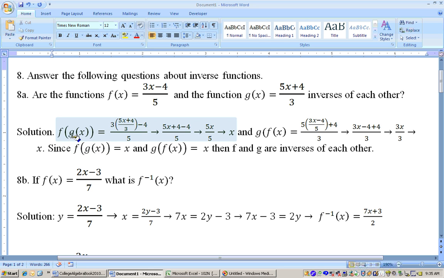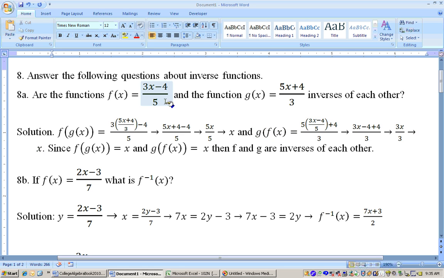Let's do f of g of x. In other words, we're going to substitute this function right here in for the x right here. So it'll be 3 times this mess of stuff, then minus 4, over 5. Well, when we simplify this, the 3's cancel out, and we get (5x plus 4 minus 4) over 5. 4 minus 4 is 0, so we just get 5x over 5, and the 5's cancel out, so we just get x.